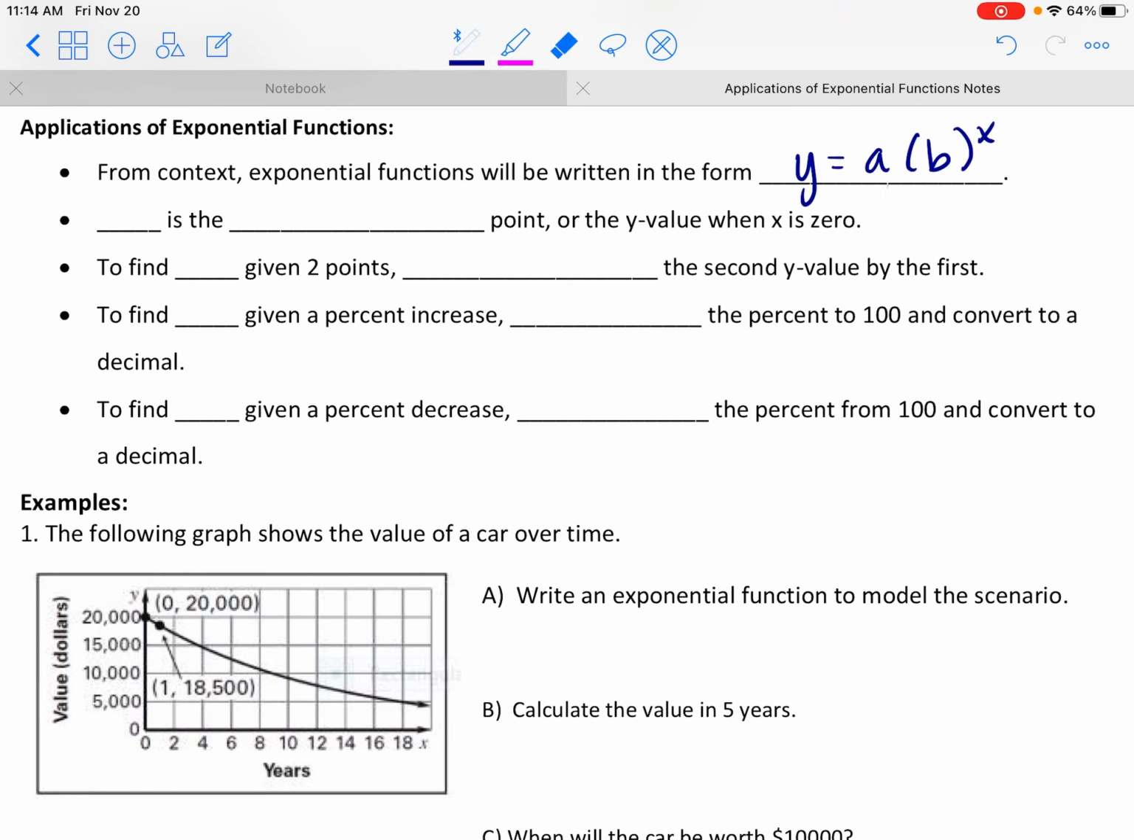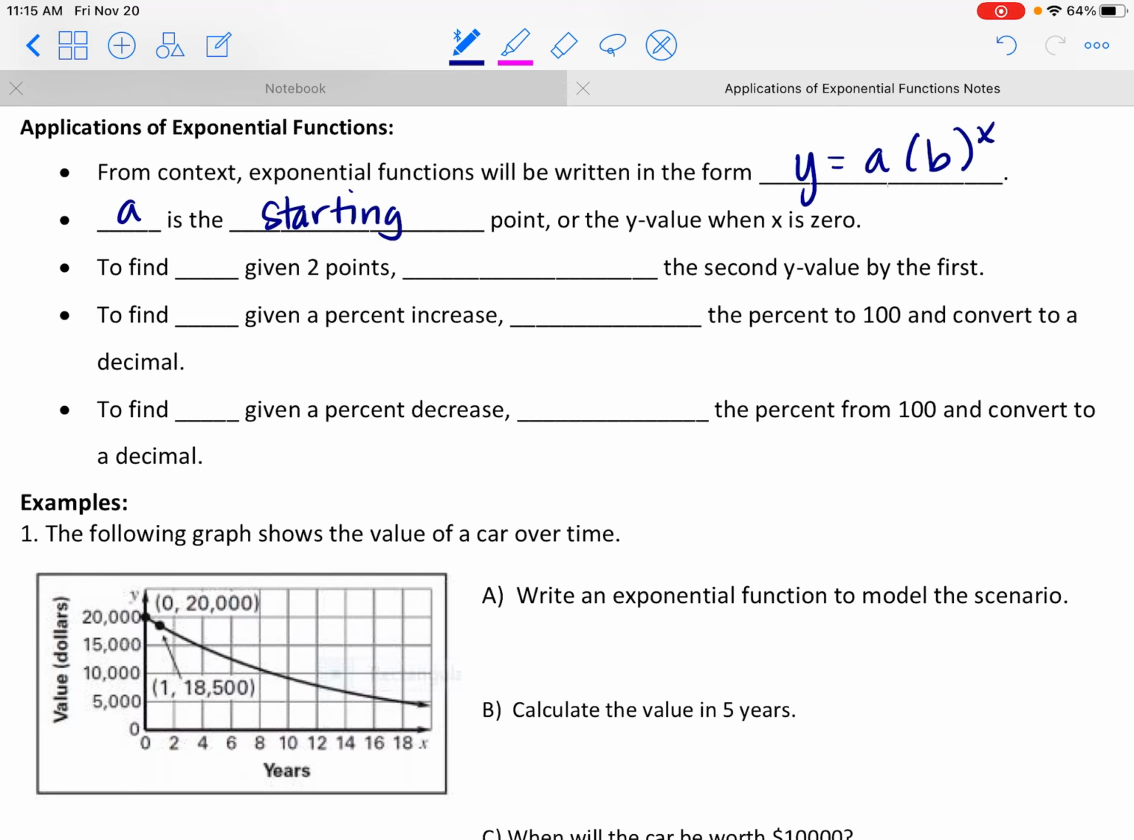Okay, so we need to be able to identify a. A is, again, the starting point. So it is like at time 0, or when x equals 0, where is the y value? Where is the function value? That's our starting point. That's a. That is going to be part of our function every time.